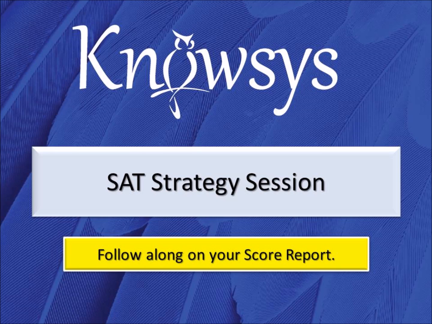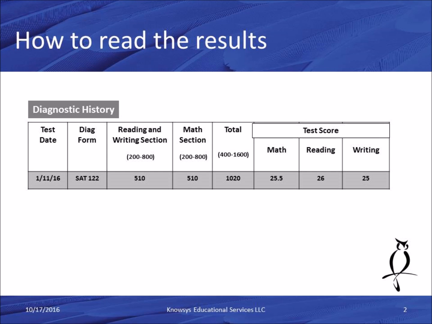In this session, we'll review the results from your practice exam, so you'll want to follow along on your score report. Okay, so let's start at the top of your results where it says Diagnostic History. In this section, if you'll focus on that top row, there you'll see the date of your test, the diagnostic, the name of the test you took, and then you've got your two SAT scores, your reading and writing section score, which is 200 to 800, and your math section score, which is 200 to 800, and then your total. This is your SAT score, which has a range of 400 to 1600 points.